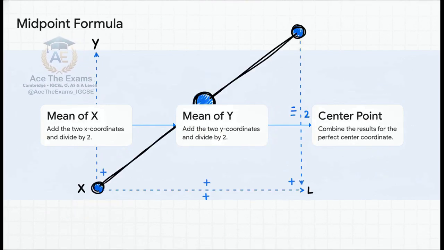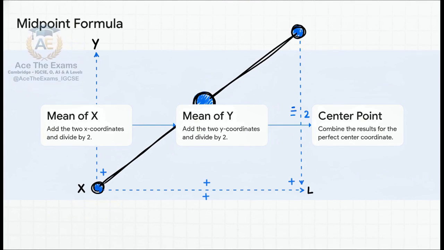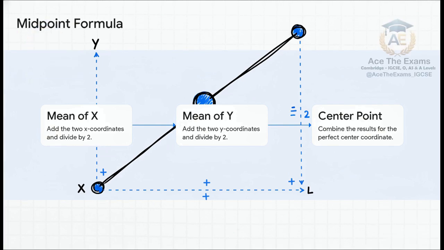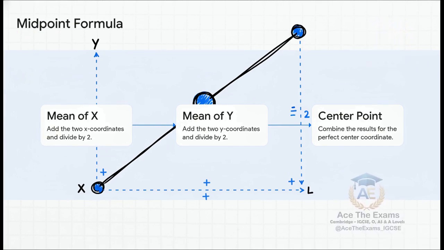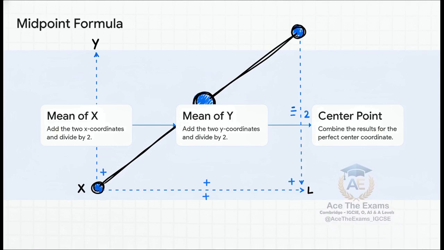But what if you don't care about the total distance and you just want to find the dead center of that line segment? Well, the midpoint formula is wonderfully simple. To find the middle, you're essentially just finding the average. You take your two starting x coordinates, add them up, and cut them in half by dividing by 2. Then you do the exact same thing with your y coordinates. Add them up, divide by 2. Put those two new numbers together, and you have a brand new coordinate pair sitting directly in the exact center.